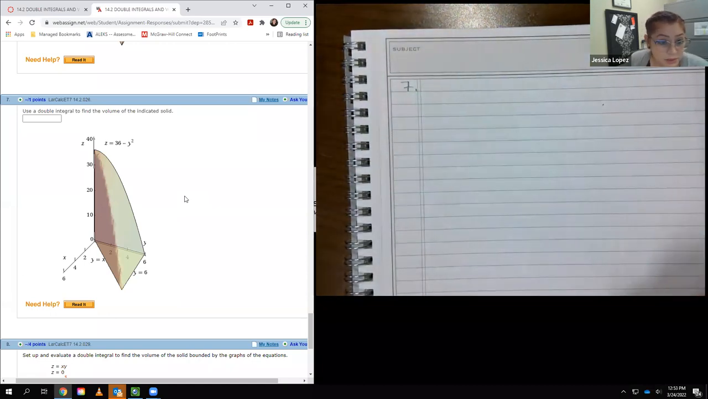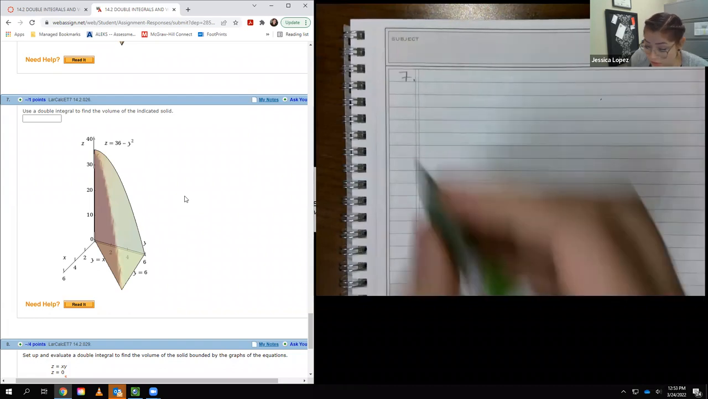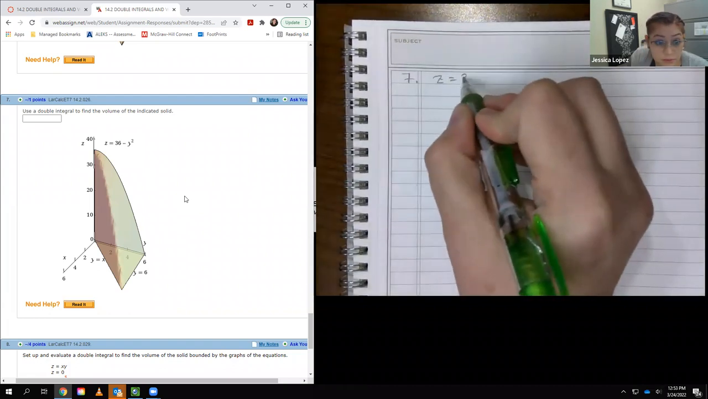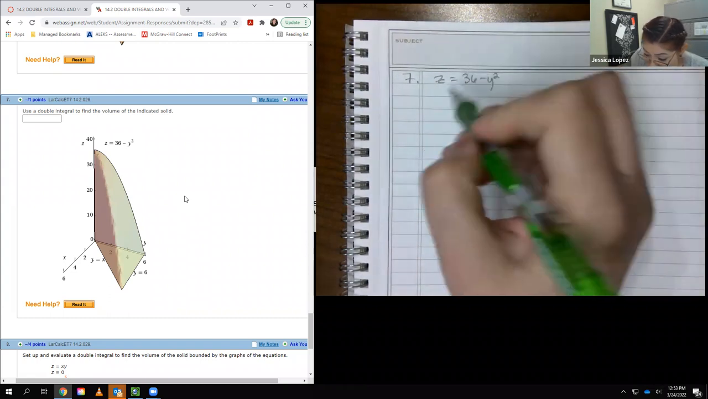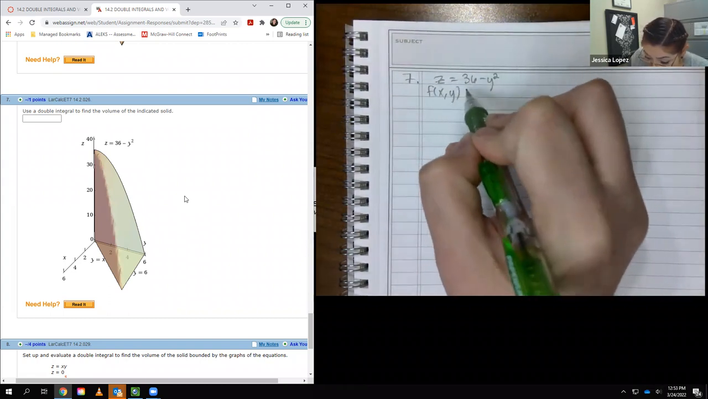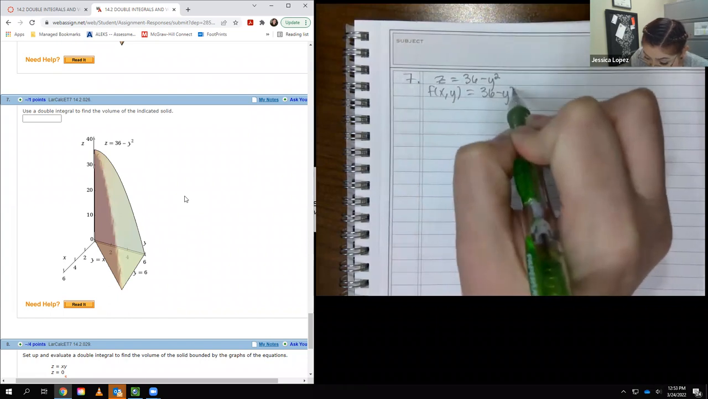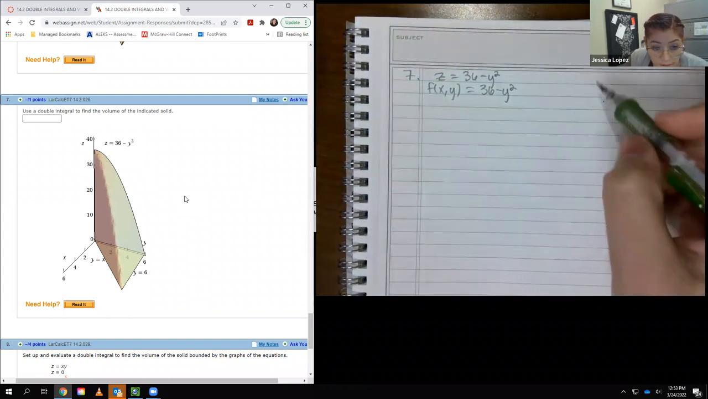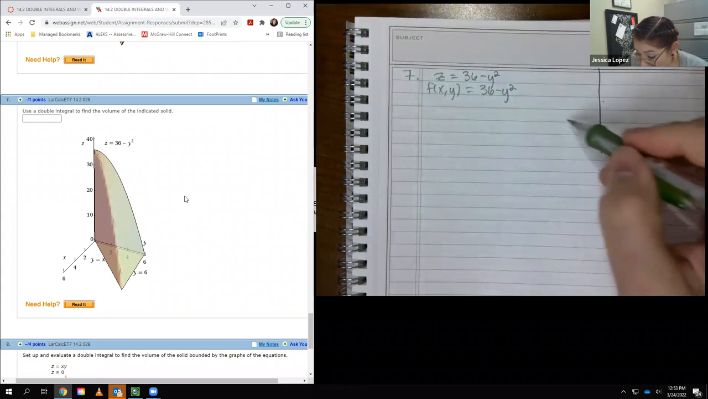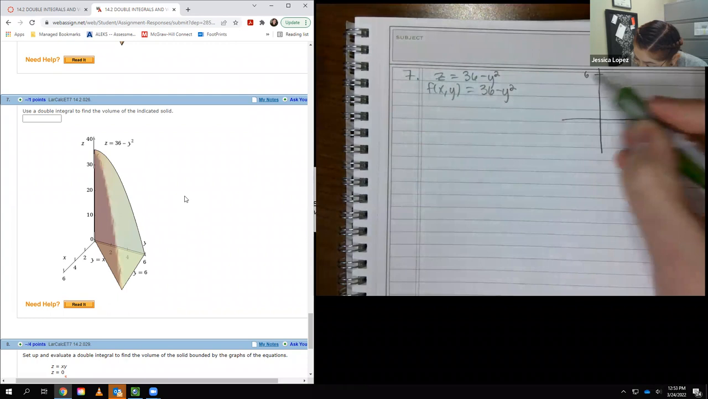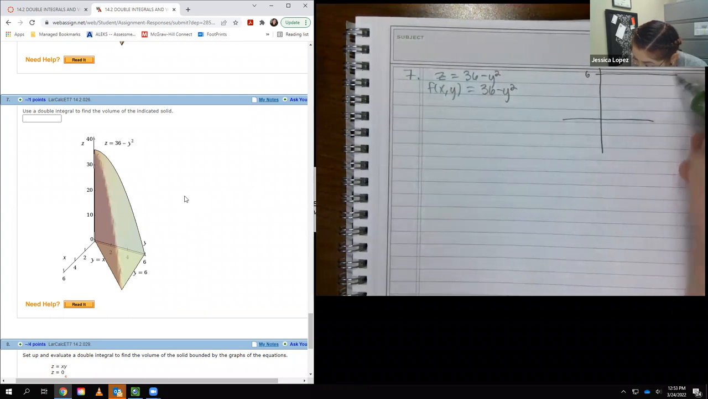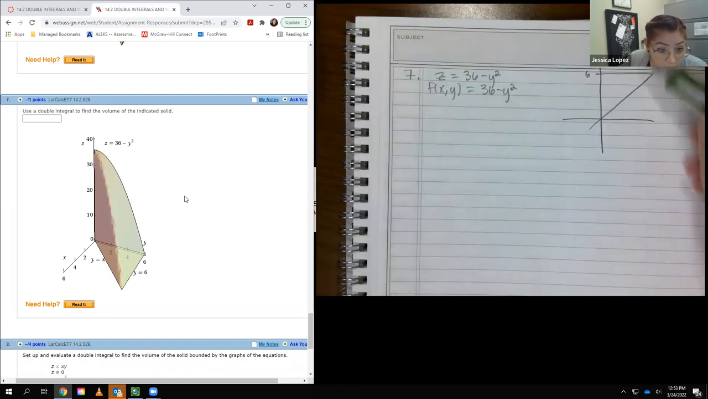Is another one. Again, look at that bottom region. So I know that z is equal to 36 minus y squared. So that's my f of x, y function. And then I know that if I rotate it around, you've got y equal to 6. So y equal to 6 is here. And then you have y equal to x, which is there. And this is the region that they create.